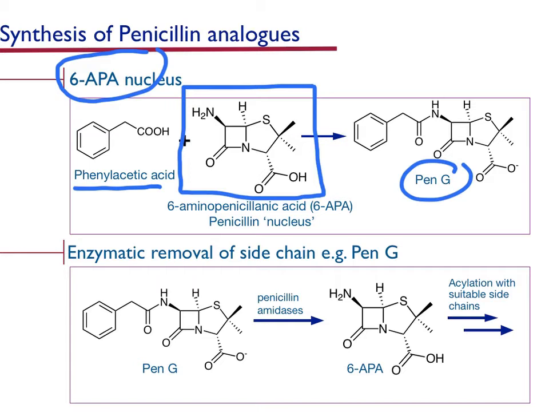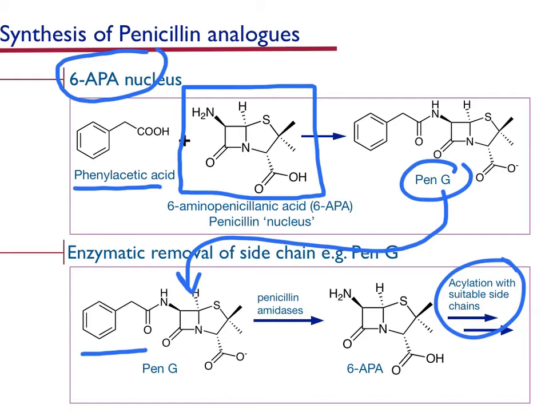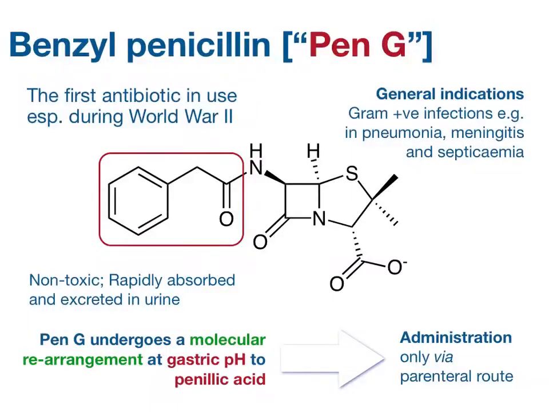From pen G, they can then do an enzymatic removal of the side chain, getting again the 6-APA, and then acylate with different suitable side chains. As I said earlier, the side chain is to improve the pharmacokinetics and to improve the resistance of penicillin towards enzymatic attacks, to be more resistant towards hydrolysis. Again, notice that I said pen G was injected, because if it is taken by mouth, it would actually decompose.